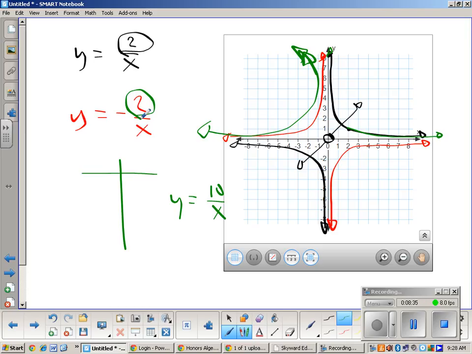Now, yesterday I was asked the question, will the inverse variation ever have a y-intercept? And I said no. Today we're talking about translations. Okay? And I think that may cause some confusion on what we're doing today.